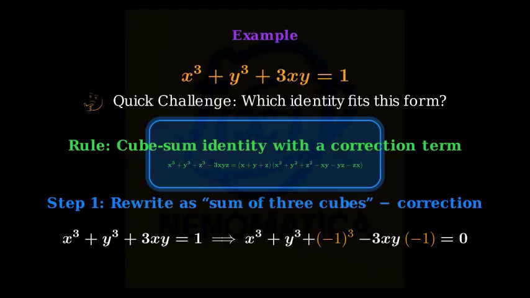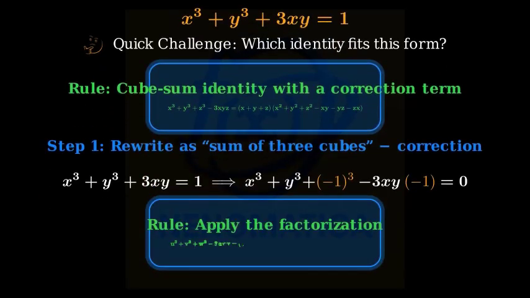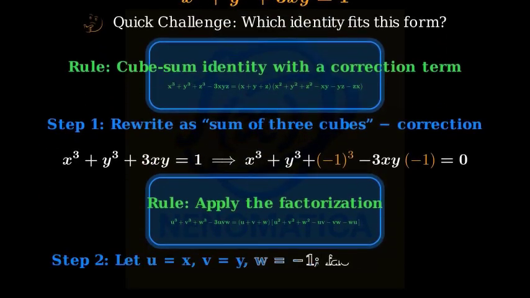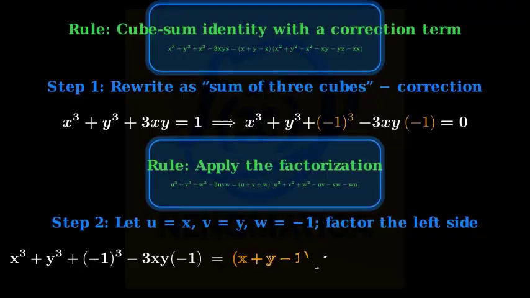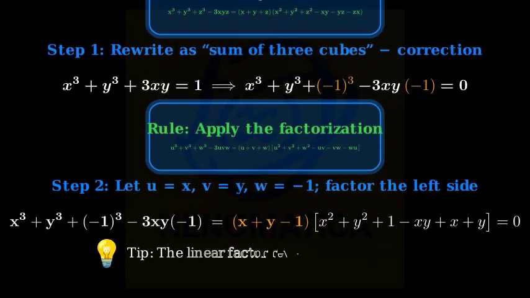We will introduce w equals negative 1, so that 1 equals negative 1 cubed minus 3xy times negative 1, allowing the standard pattern to appear. Step 2. Apply the factorization with u equals x, v equals y, and w equals negative 1. The left side becomes the product of two factors, one linear and one quadratic. The linear factor is x plus y minus 1.